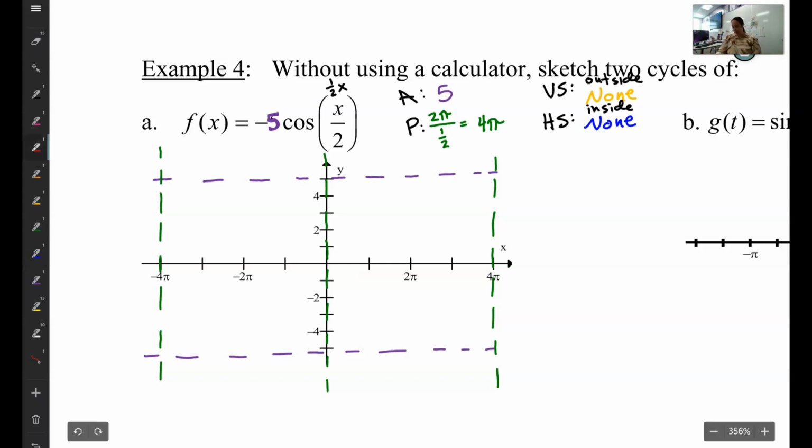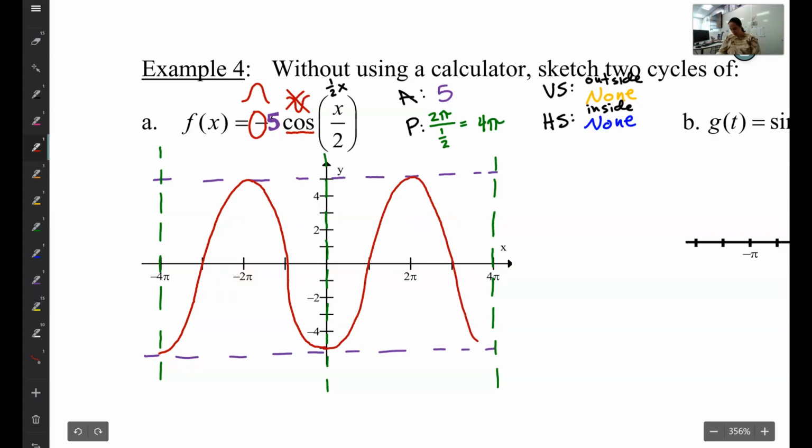Now, last step. I look right here. This is a cosine graph, so I know that it's a C shape. Except I also have a negative, which tells me it's not going to face that way. It's going to flip and face down instead of up because of that negative. So what I want to do is in each of these boxes that I've created for myself, I want to make my C-shape pattern. And there's my graph.